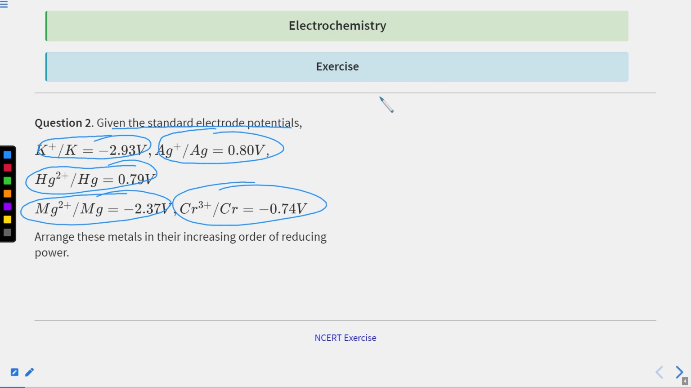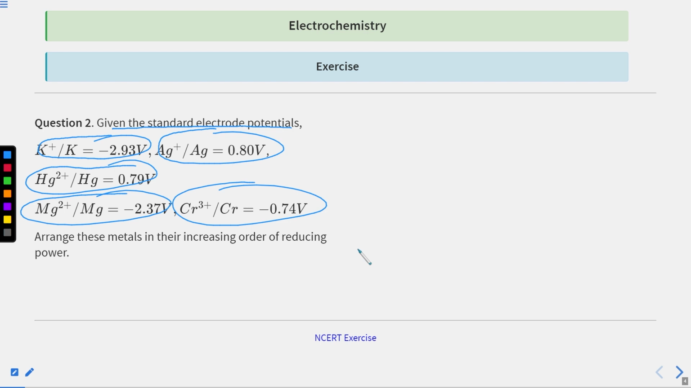Now, which one will have the greater reducing power? So we are talking about reducing power. If something has to reduce something, it must have a greater potential to oxidize. Did you get my point? So if something is oxidizing easier, it has a greater power to reduce something. Clear? So which will have the greater reducing power? The one with the greater oxidation potential or the one with the least reduction potential, right? So now let us arrange them.